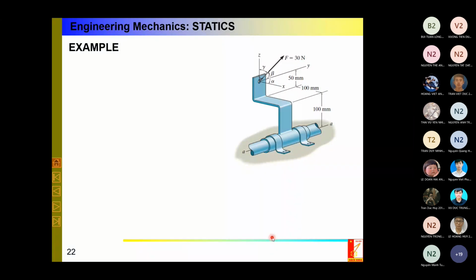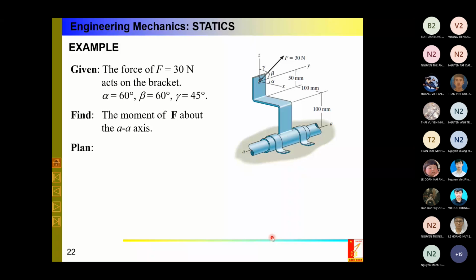We have a bracket with the angles alpha, beta, gamma. Try to find the moment of force F about axis AA, which in this case is parallel to the y-axis. So try to do it. We can see, after some guiding examples before, this one maybe is better for you. I hope that any clever or hardworking student can finish this one with a good result. Okay, now do it.